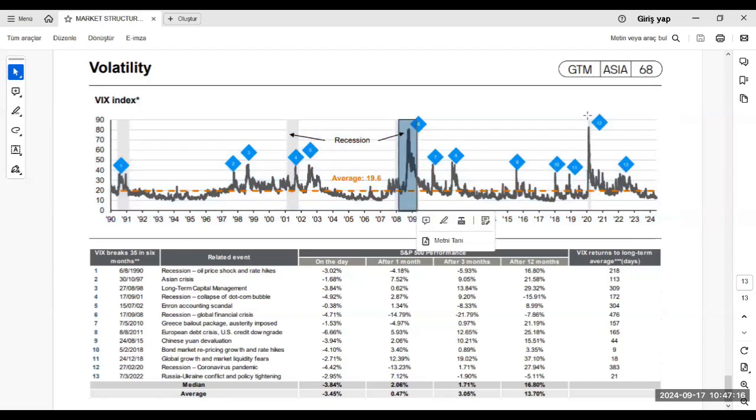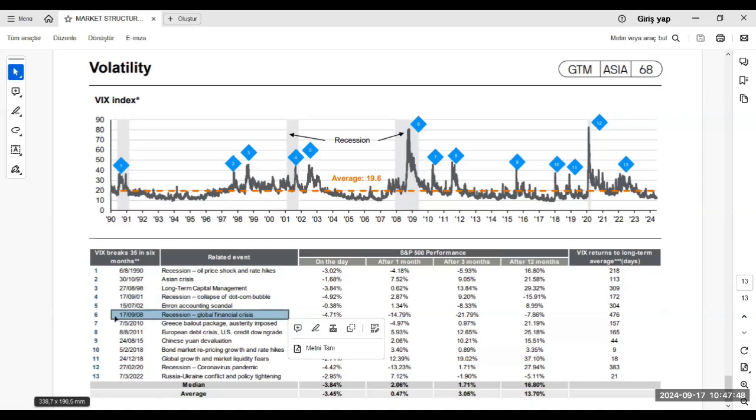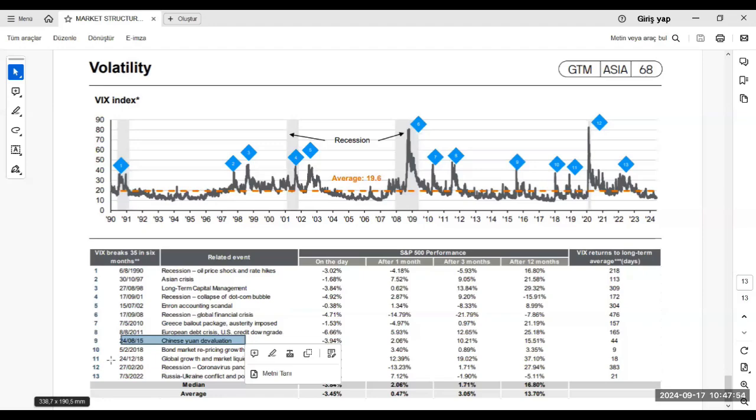Global financial crisis here. COVID-19 crisis here. .com crisis here. Gold crisis here. Everything which is triggering the reaction and risk in the market. Please look at this one. Oil price shock. 1997, Asian crisis in the currency. Or here, as you see, Enron accounting scandal or .com crisis and the recession in 2001. Global financial crisis, Greece, Europe, Chinese yuan devaluation. And here, as you see, coronavirus pandemic and Russian crisis.